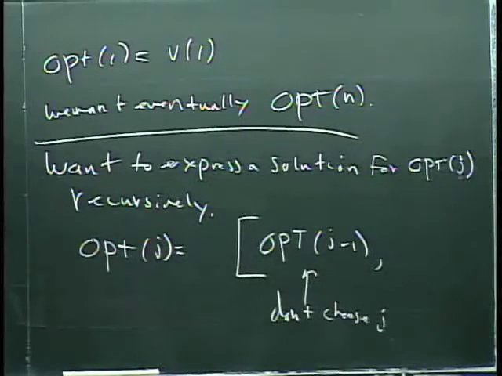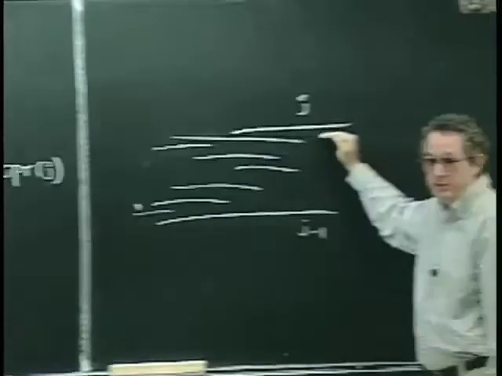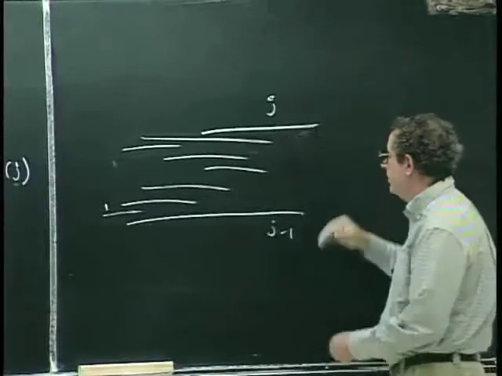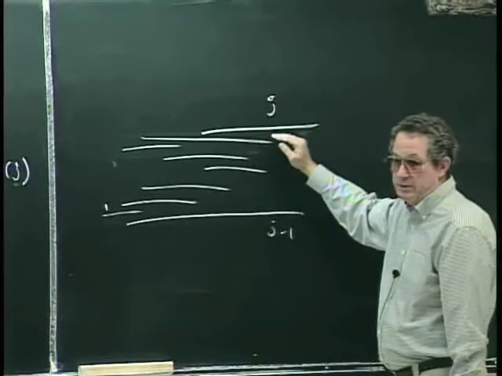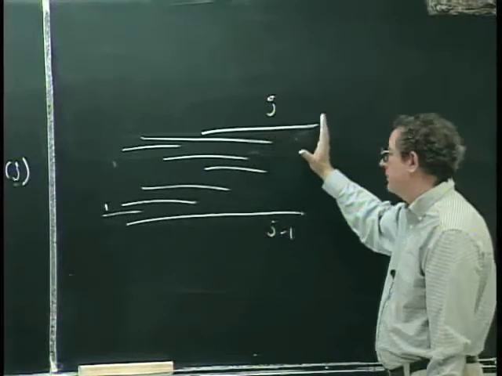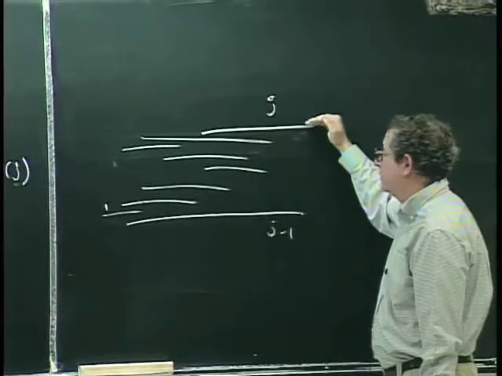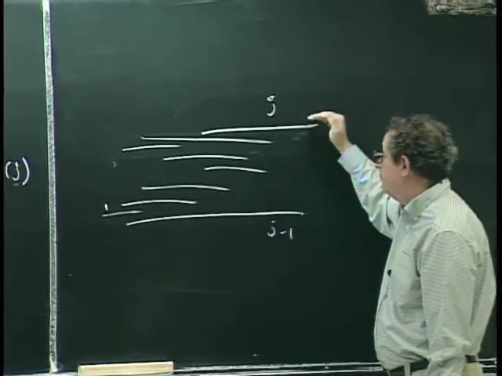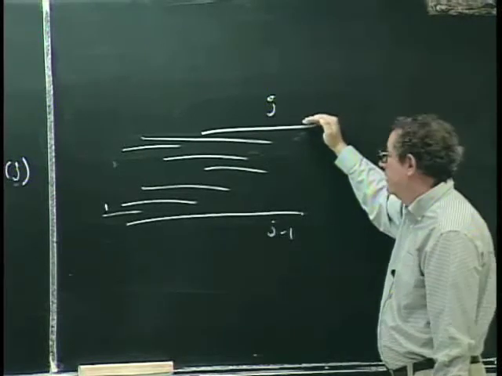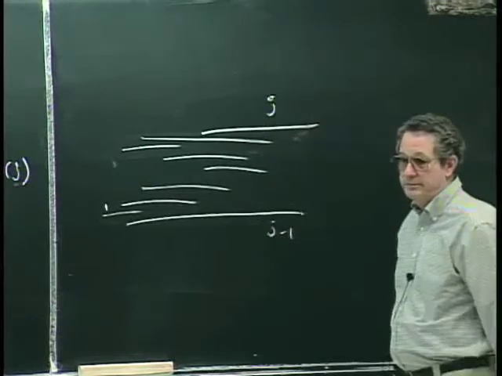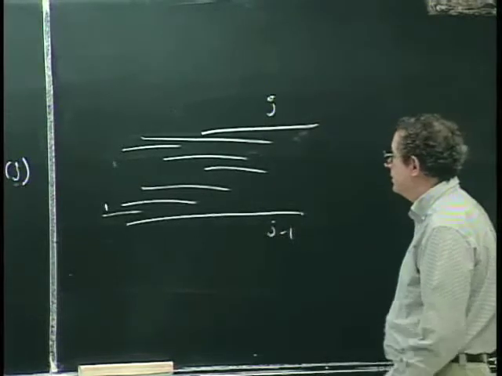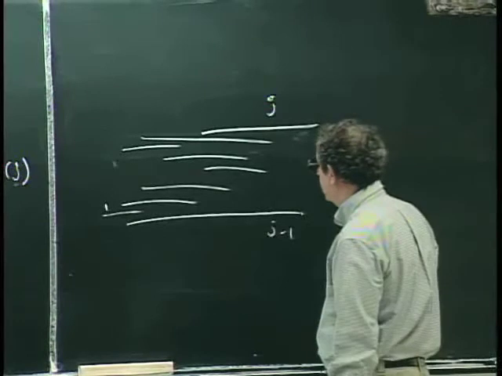What's the other one? Well, the other one is we're going to use j. All right? But now if you pick j to be in your subset, then you can't use any of the intervals that overlap j. Those are all excluded. So we're thinking recursively. We're thinking, what are we going to do with interval j? If we take it into our solution, then everything it overlaps is excluded in that solution. So what are the ones that are permitted?